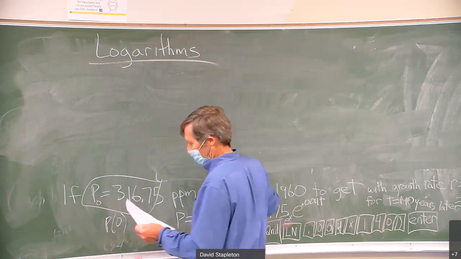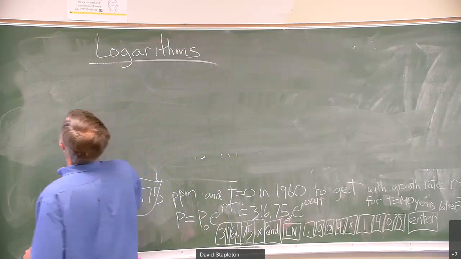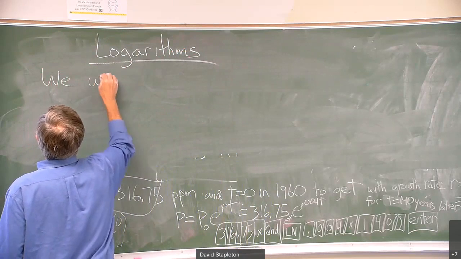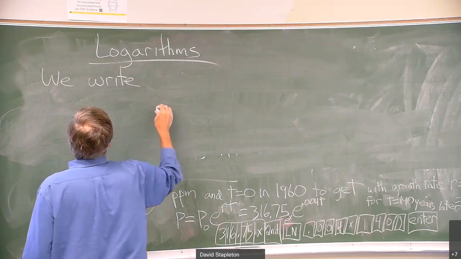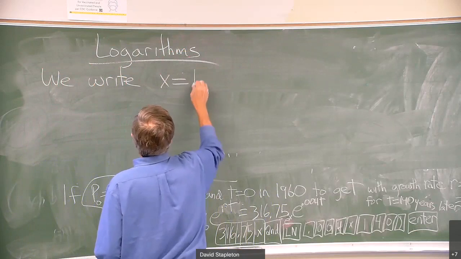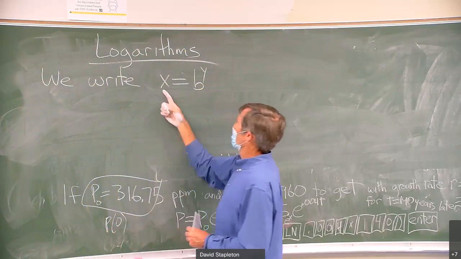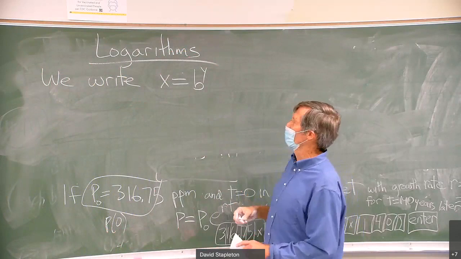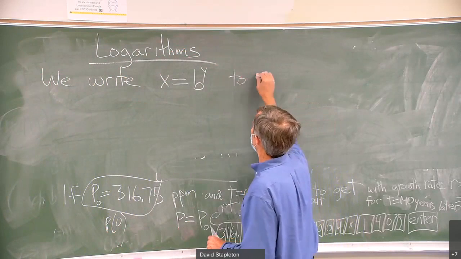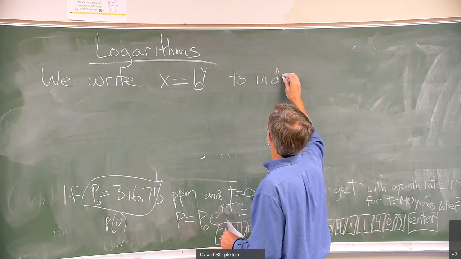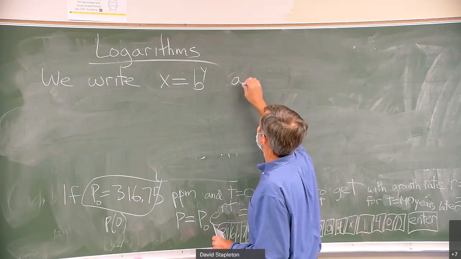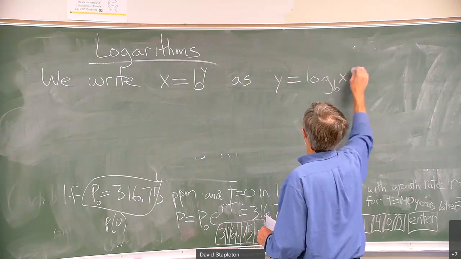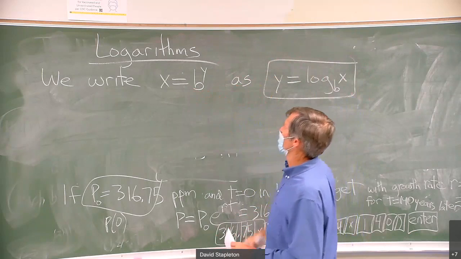How about that? Logarithms. I'm going to write it this way. We write x equals b to the y. Right? x is the exponential function base b of y. So we interchange our x and y coordinates. Indicate, let's say as y equals log base b of x. So this notation actually means x equals b to the y.